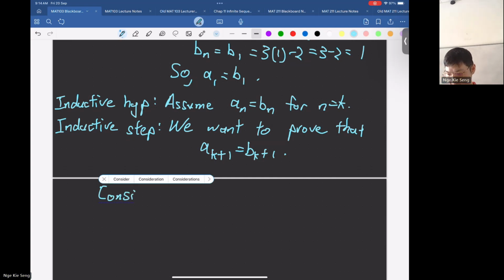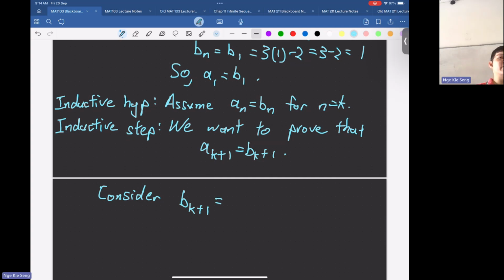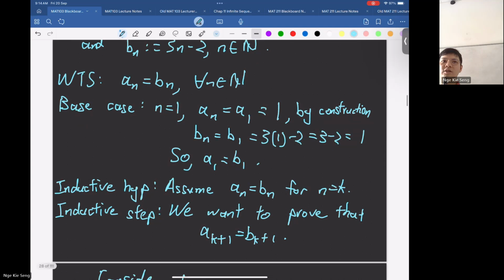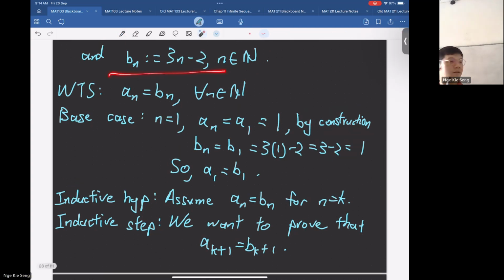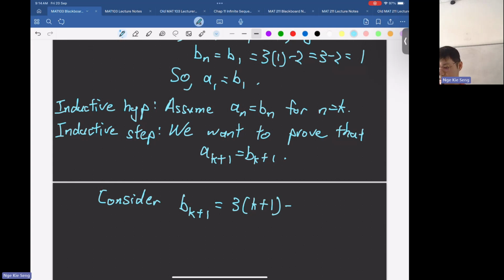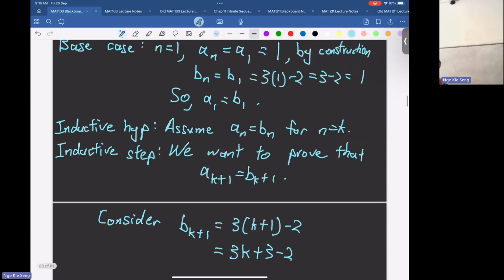So consider B_(k+1). What's the formula for B_(k+1)? Let's recall. If you replace n by k plus 1, you get 3 times (k plus 1) minus 2. So all together here, what do you get? 3k plus 3 minus 2. Should I combine them or not? Oh, plus 3 here. Okay, thank you. Good.